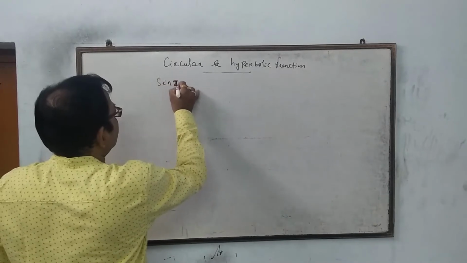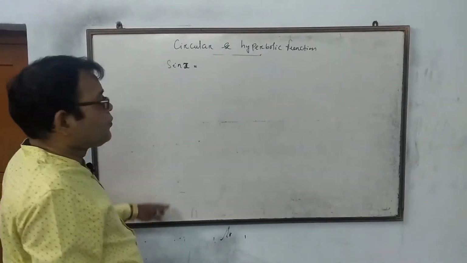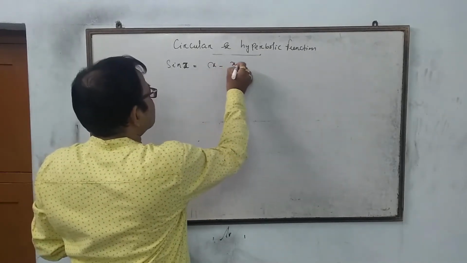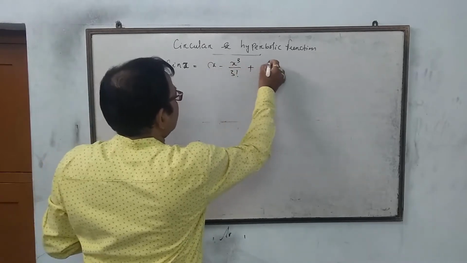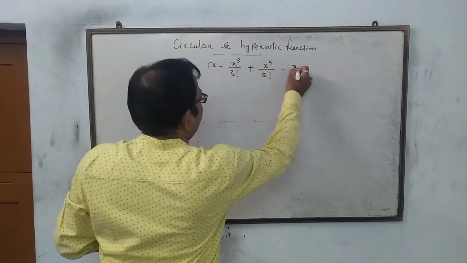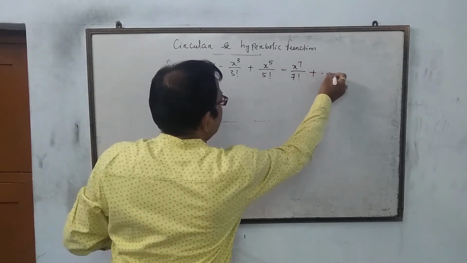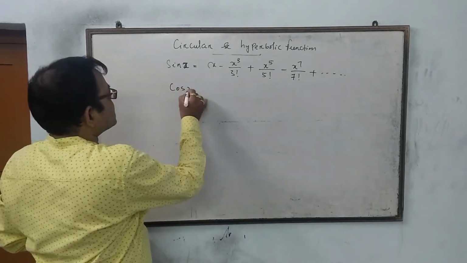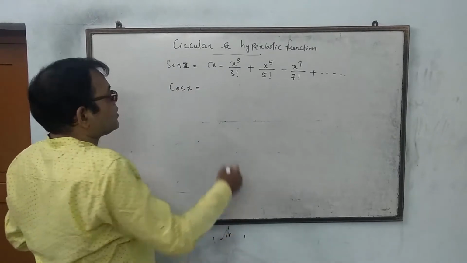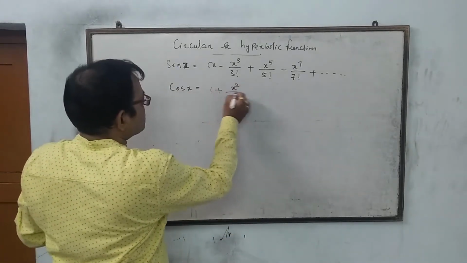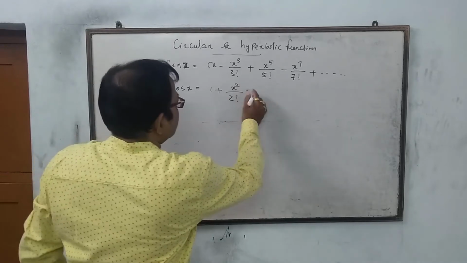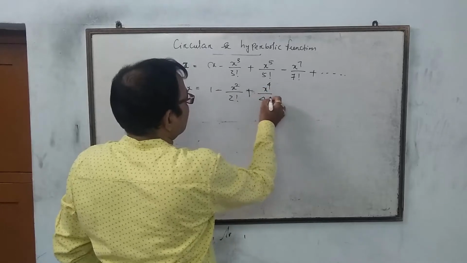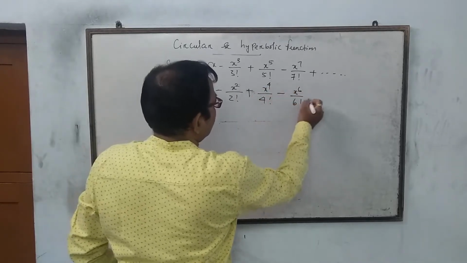sin x, its value, if we apply the Maclaurin expansion, then sin x would be x minus x cube upon 3 factorial plus x to the power 5 by 5 factorial minus x to the power 7 by 7 factorial plus that. And we know that cos x in the expansion form is 1 minus x square by 2 factorial plus x to the power 4 by 4 factorial minus x to the power 6 by 6 factorial plus that.